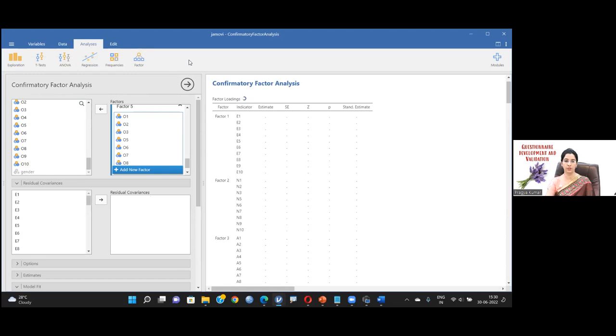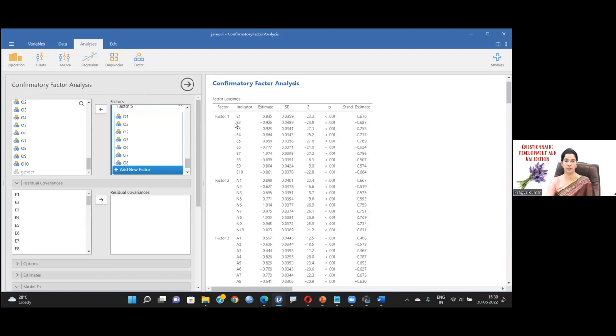Have you understood why I have removed these items like A10, O4, O9, N4, etc.? You will see here, factor 1 was from E1 to E10. Factor 2, yes, N4 you will see is missing here. Similarly, A10 will be missing here because in the exploratory factor analysis, they were not getting loaded on any factor. That's why we have not taken that item in our confirmatory factor analysis.